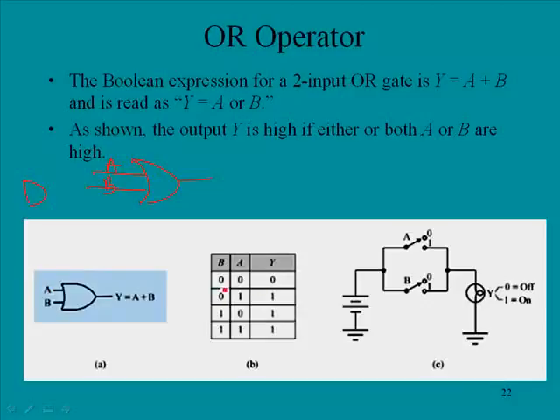So in this case, the only time you will not have an output is when both A and B are 0. And so the truth table looks like this. If I have one good input, then I will have a high out. And this would be the associated circuit. If either of these switches is closed, then I will have illumination in Y. And if both are closed, I'll still have illumination in Y. So there is an OR operator.